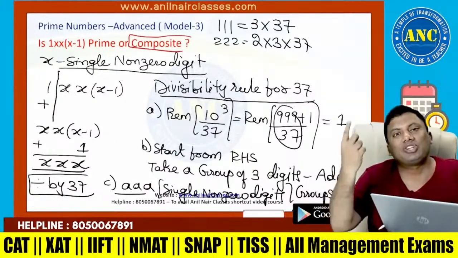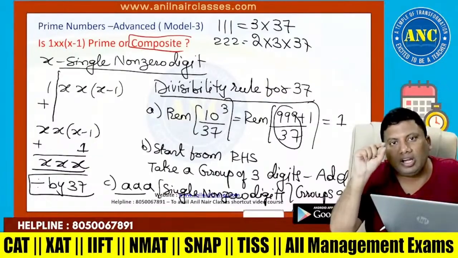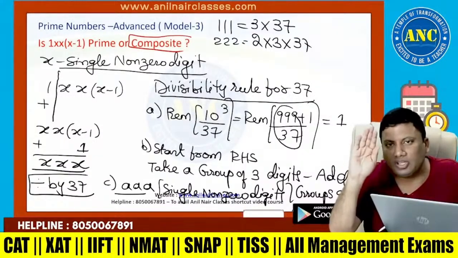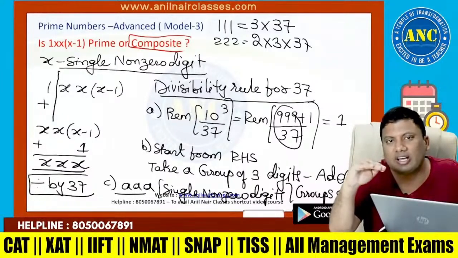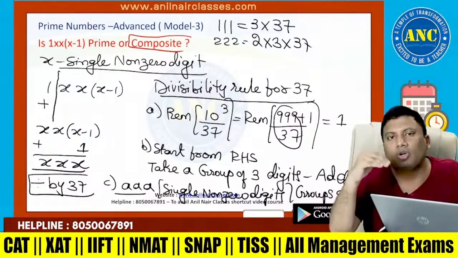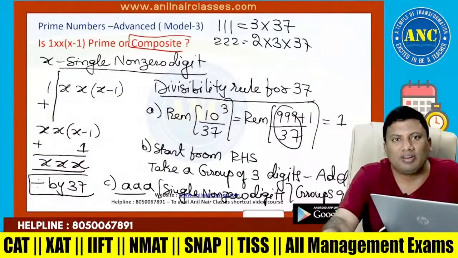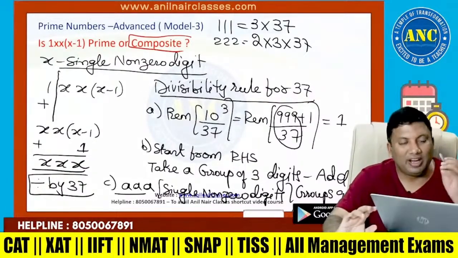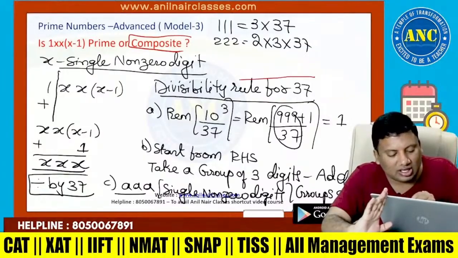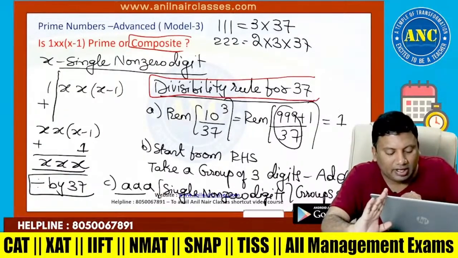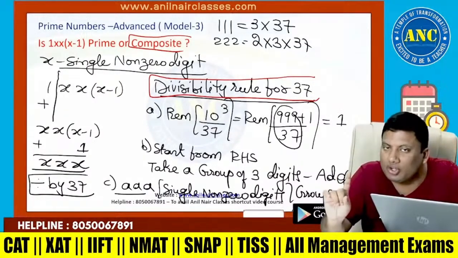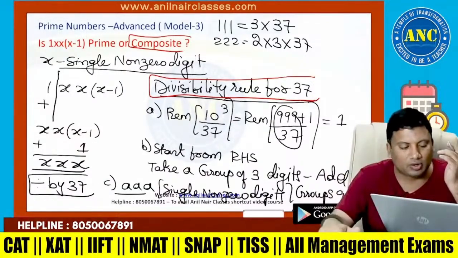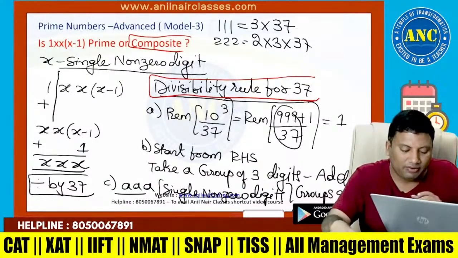I told you in session number 1, there are 237 ways to check whether a number is prime or composite. First one failing, go to the second one. Second one failing, go to the third one. If all 237 fail, then the number is a prime number. A very, very good question, sir, which uses the concept of divisibility rule for 37. Every question, one new concept, one new way of looking at the question.